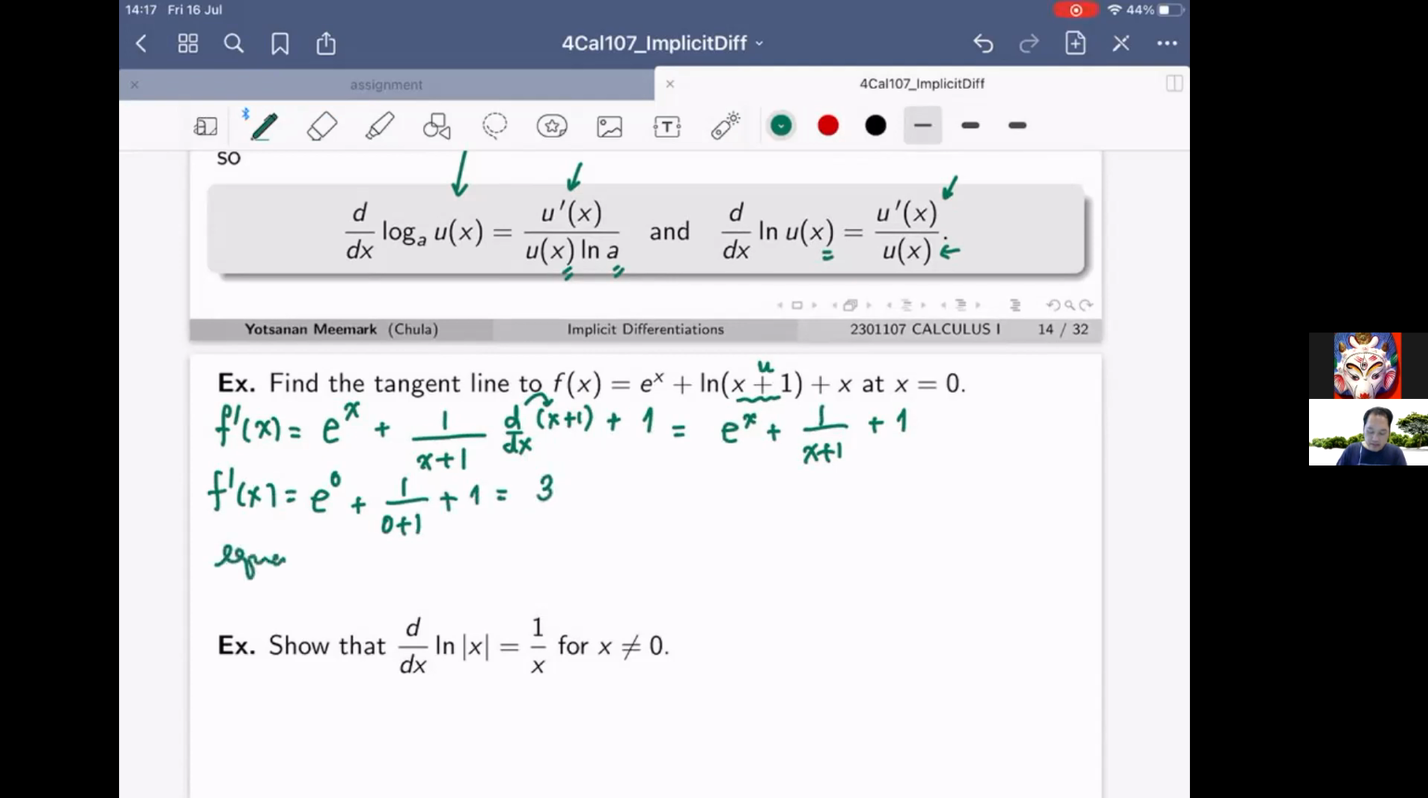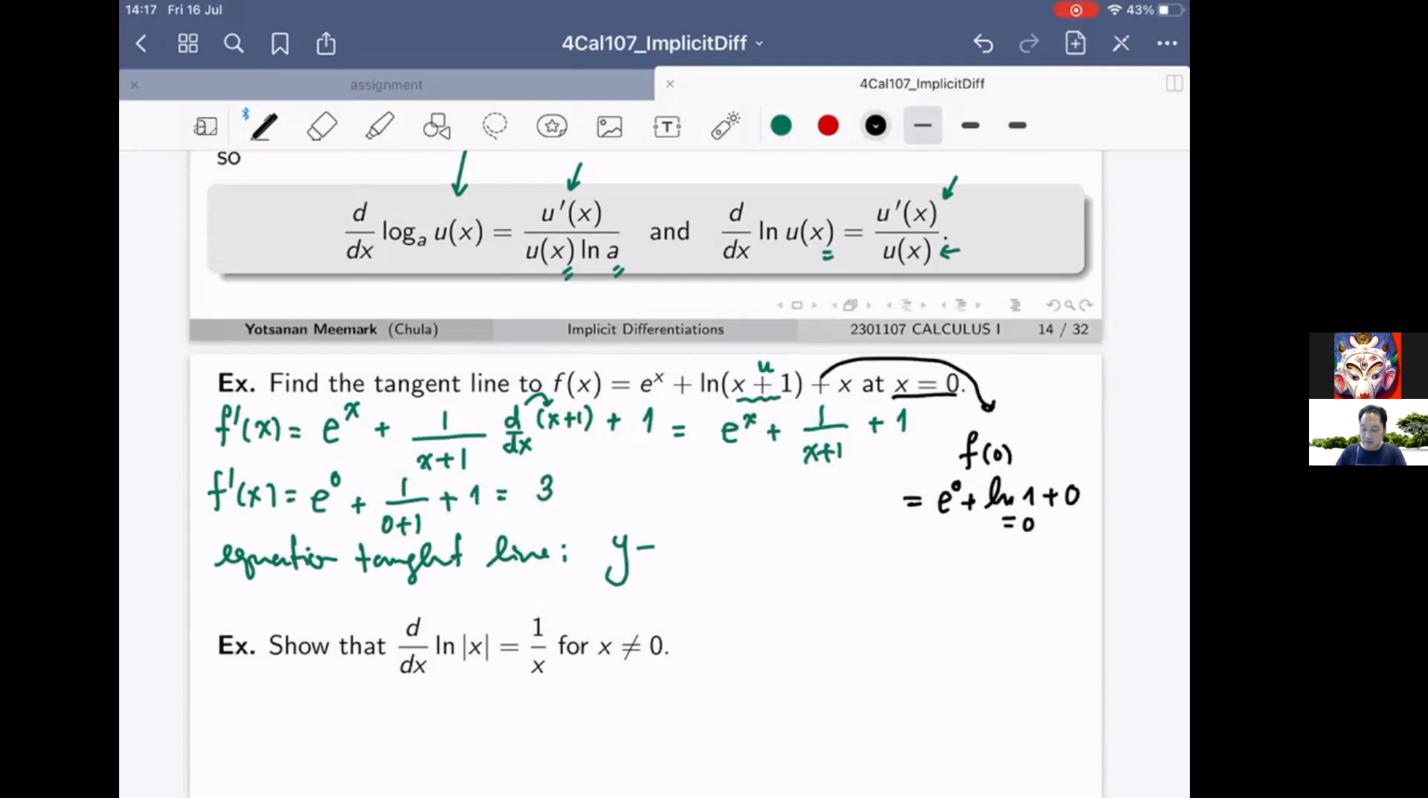So the equation of the tangent line becomes y minus the point that it's passing through. At 0, your f at 0 is e to the 0, plus log of 1, and log of 1 is also 0, so you get 1. So it is y minus 1 equals your slope 3 times x minus 0, or you can say that y equals 3x plus 1. This is the equation of your tangent line.